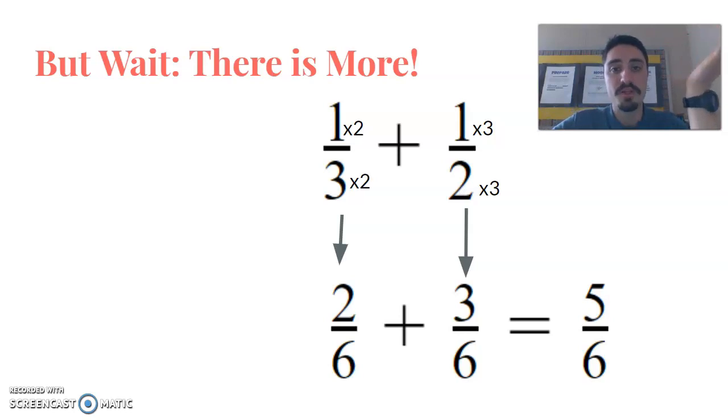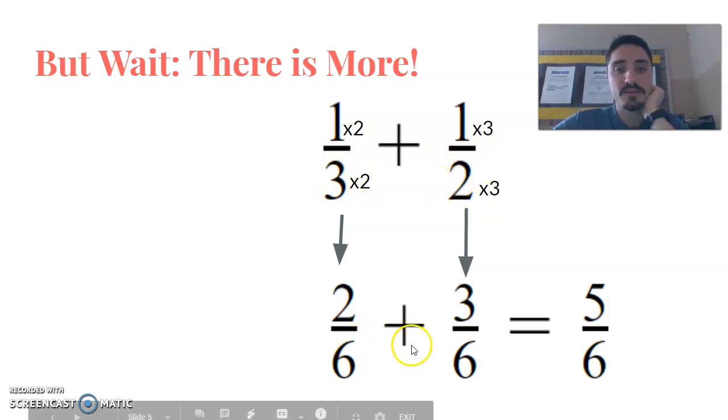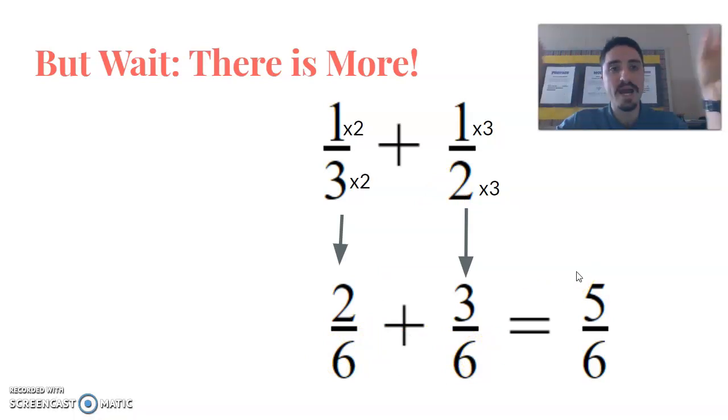Well, I can multiply them both up to 6. I'd have to multiply this denominator by 2, and I'd have to multiply this denominator by 3. So 6 is going to be my new denominator for both problems. This is a bit of a challenge. This is pretty difficult. So this is going to take a lot of practice for us to do.